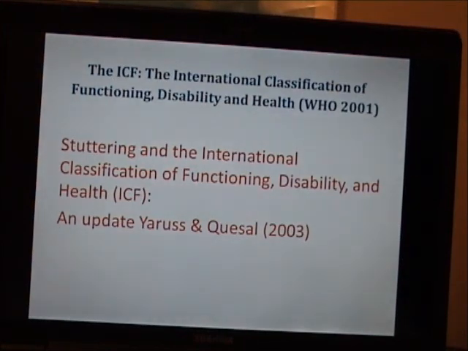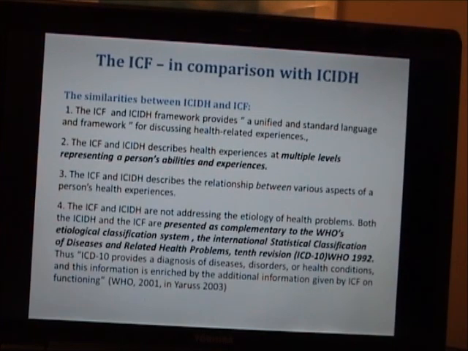Now to the ICF, the International Classification of Functioning, Disability and Health, from 2001. Now is a resume of the paper from Yaruss and Quesal, 2003. First I begin with the comparison between the ICF and the ICIDH.